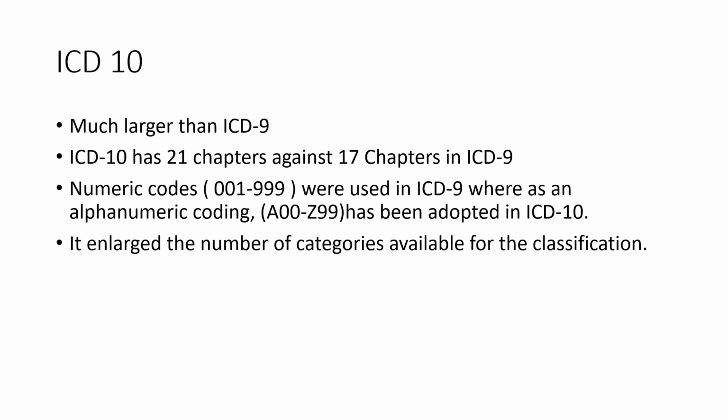So now talking about the ICD-10, it is much larger than ICD-9. ICD-10 has 21 chapters against the 17 chapters present in ICD-9. The numeric code used earlier for ICD-9 has now been replaced by an alphanumeric code, wherein you have the alphabet and then the numeric code, adopted for ICD-10. It enlarged the number of categories available for classification. So basically, why the alphanumeric code? Because there's a limited number of numbers that you can use. So in order to enlarge the whole sample, the alphabet was also added in front of the numeric code.